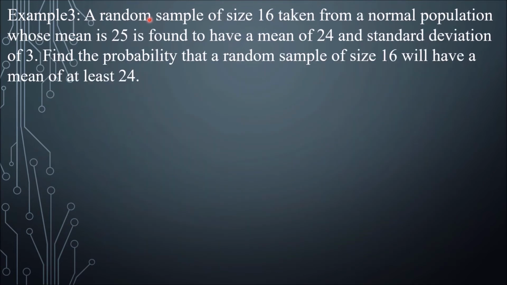Example number 3. A random sample of size 16 taken from a normal population whose mean is 25 is found to have a mean of 24 and a standard deviation of 3. Find the probability that a random sample of size 16 will have a mean of at least 24.